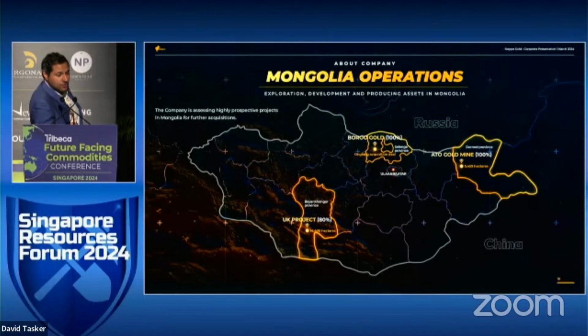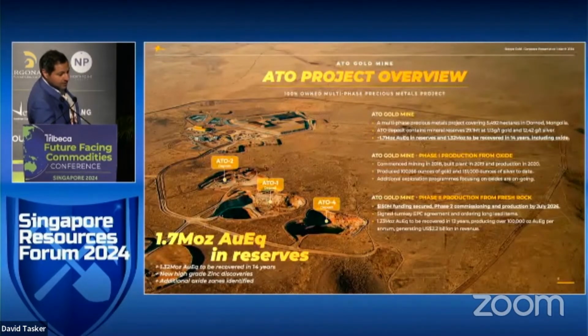A very exciting new gold district where another peer of ours, Erdene Resources, has had a lot of success in delineating over 1 million ounces between their 2 licenses. And we're smack in the middle, which I'll show later.